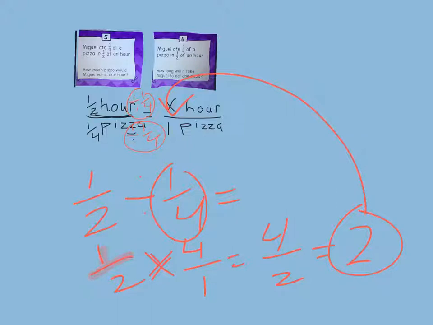So 2 hours per one pizza. That's how long it would take Miguel to eat a pizza, 2 hours.